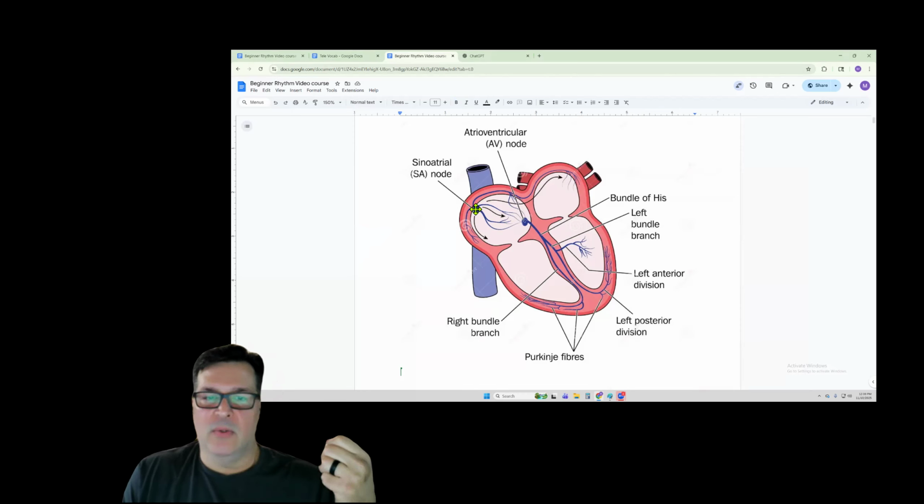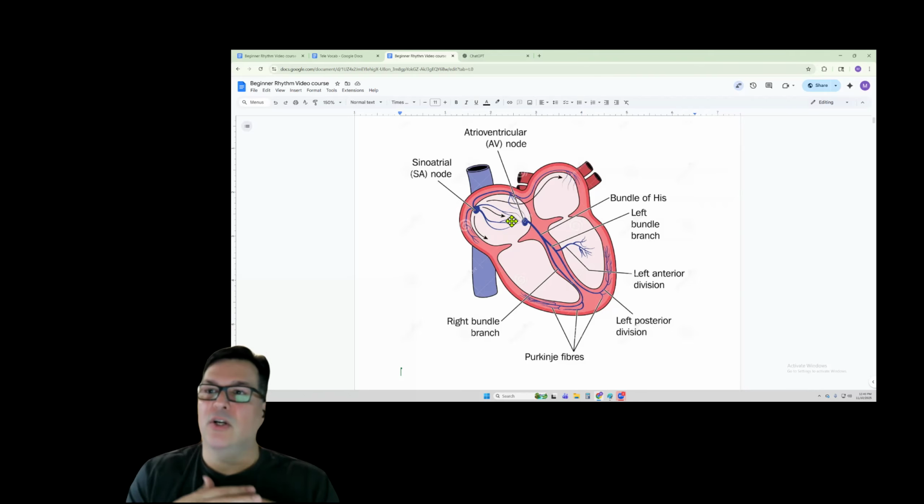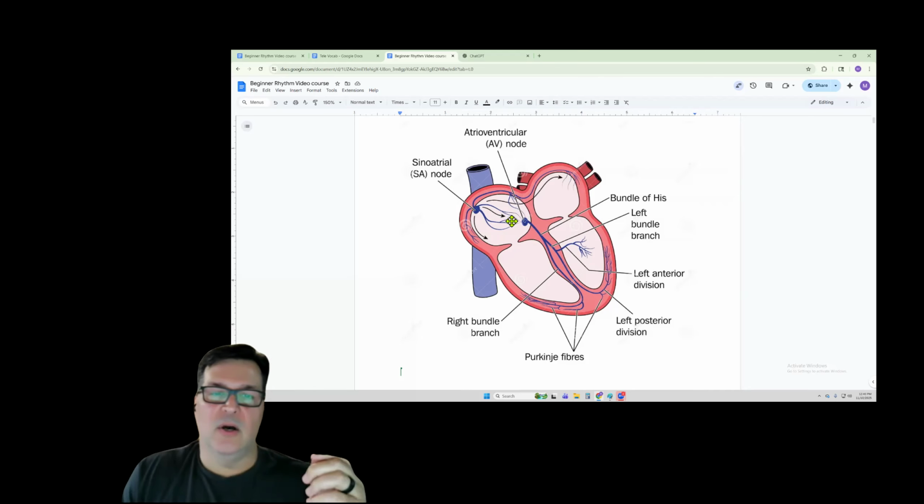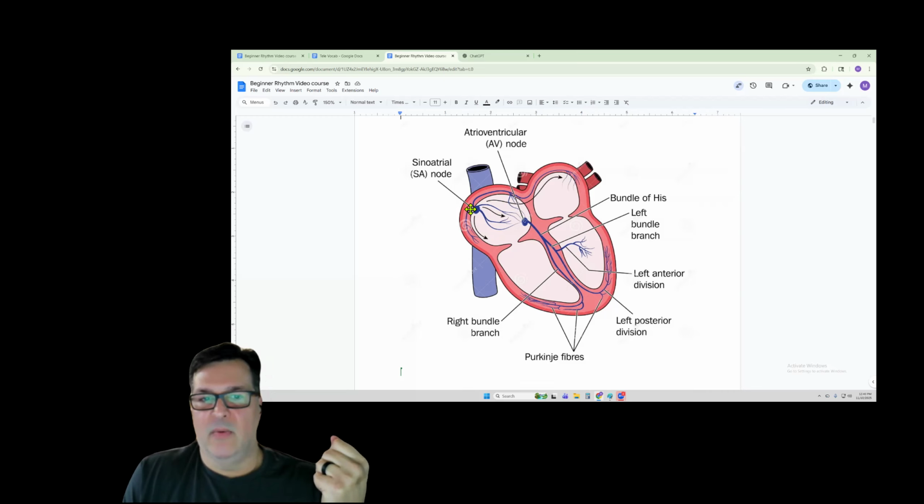Normally, when the SA node fires first, it forces everybody below to contract, and it kind of puts them in suppression. But if the SA node was to fail to fire, those cells below start to wake up, and they want to contract on their own too, because they have that automaticity. So if the SA node was to fail, the cells below the atrial chamber have the potential to pick up the slack and contract. What you're going to see is a P wave, but it's going to be different than what you saw before with the SA node, a different morphology.